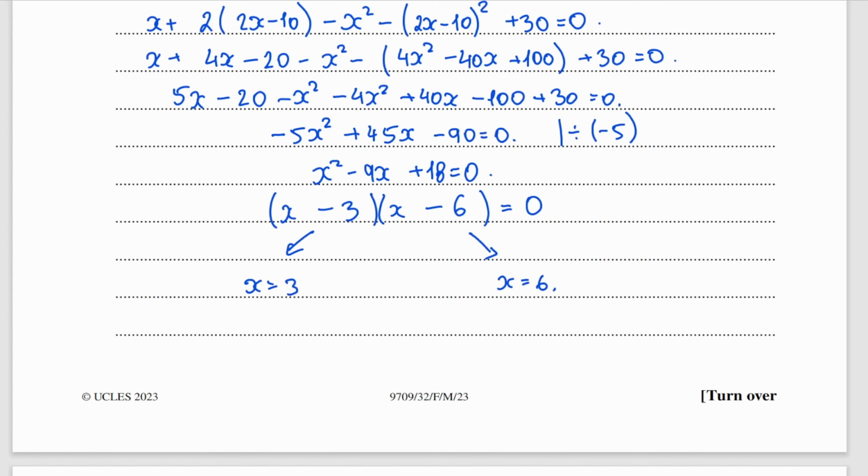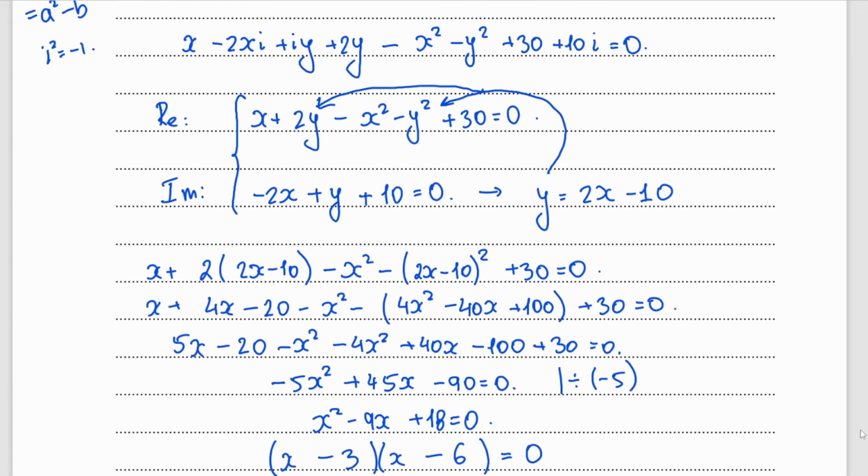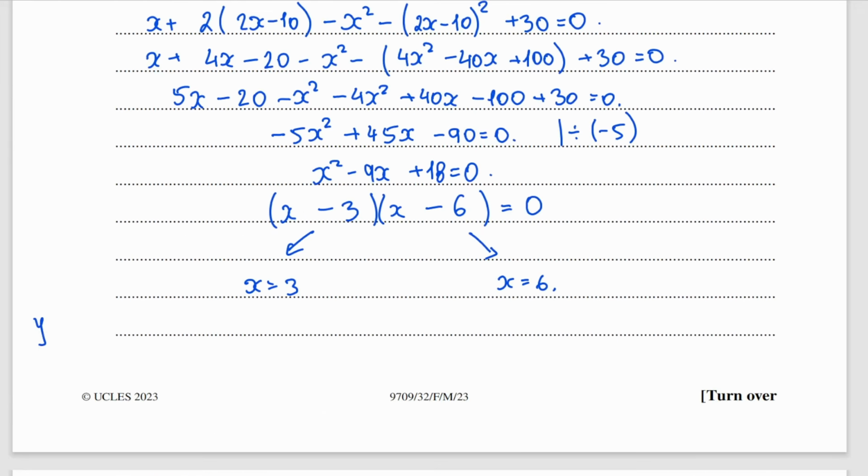Now let's find the value of y. 2x minus 10. That means if x is 3, then y would be -4. If x is 6, then y equals 2. And combine all of these to the final answer. Okay, done.